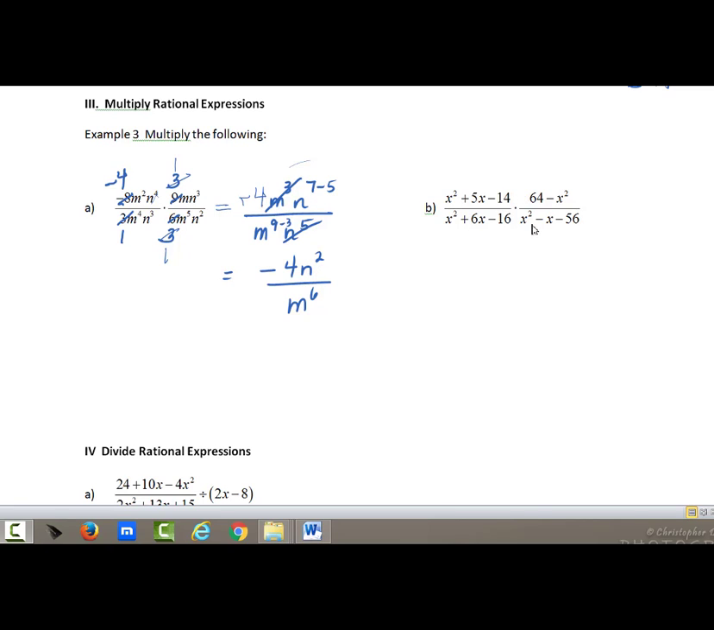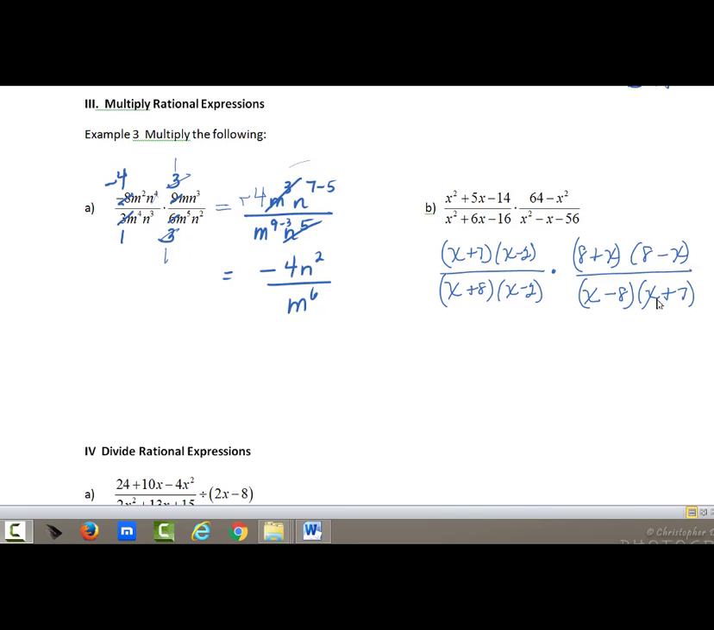Now in part B here we have polynomials. We don't have monomials. We have more than one term. So we'll factor using all the different methods that we've learned. Now I'm not going to go through the steps of factoring all of these. You can pause and try to factor them. I'm going to just write down this expression in factored form first, and then we'll talk about how we go about canceling.